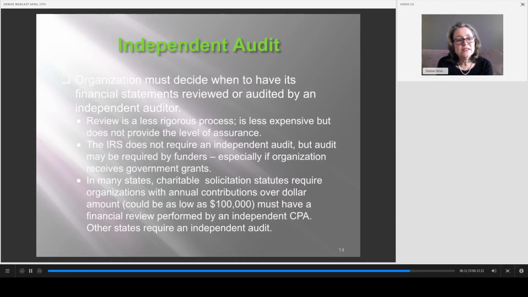The organization can decide whether to hire an external auditor for a full audit or for a review of their financial statements and system of internal controls. Reviews are less rigorous and they are also less expensive, but they don't give the same level of assurance. If you are below the IRS threshold for an audit requirement, you should also check with your donors, your funders. They may require an external auditor review, and you should also check with your state statutes for their audit requirements. External audits give donors an assurance, and it helps you with future fundraising.